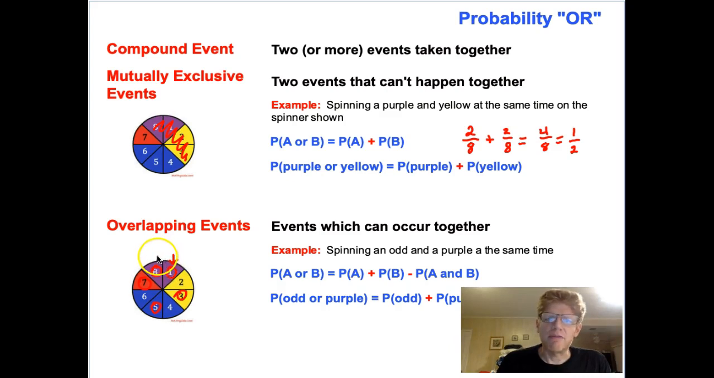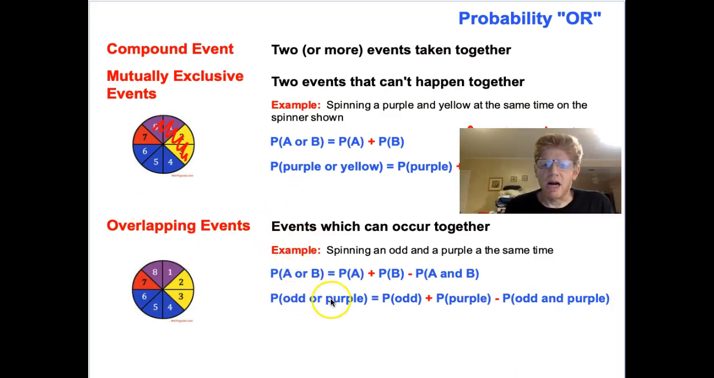Those are overlapping events. So let's look at how to calculate that probability. The probability of getting odd or purple, right? So odd or purple, A or B, is equal to the probability of getting A plus the probability of getting B, our second event, minus the probability of getting both of them together. So the probability of getting odd or purple is the probability of getting odd, which, as we said before, was 1, 2, 3, 4. We know that's 4 out of 8.